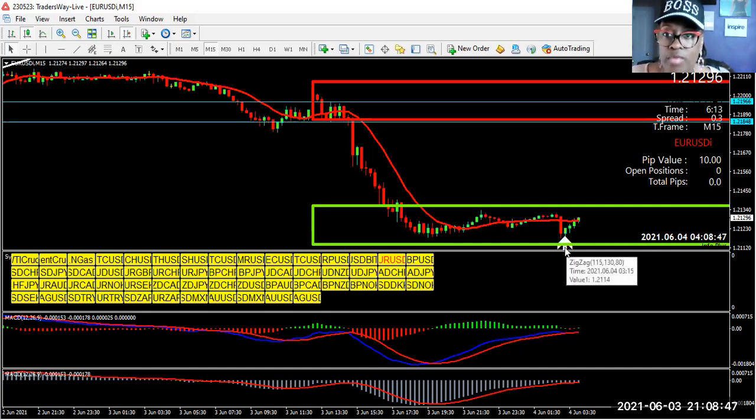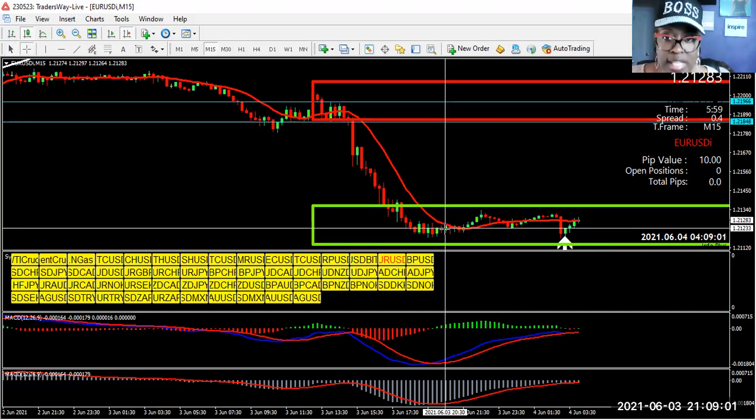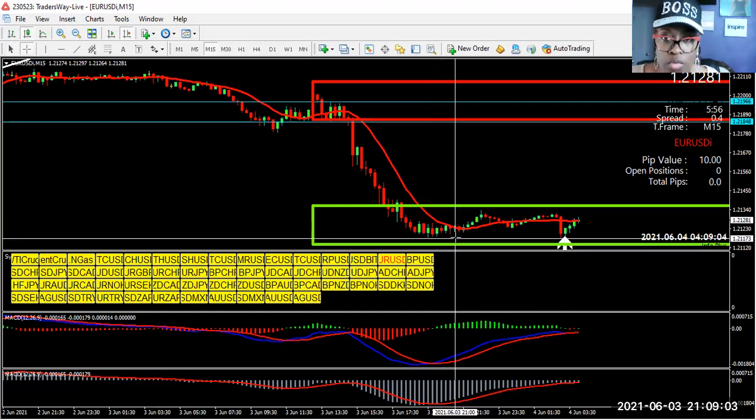Would I be waiting for a retest? Absolutely. I will definitely wait for a retest. Yes, I see some bullish momentum going, but we want it to come back down and retest what? Retest the zone, the low, retest the low.